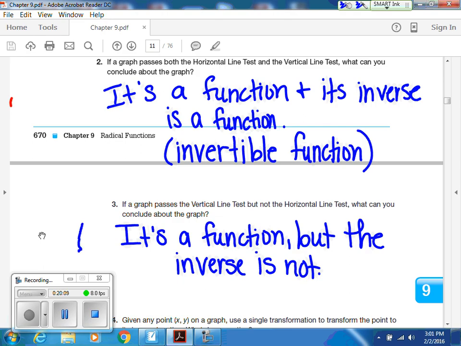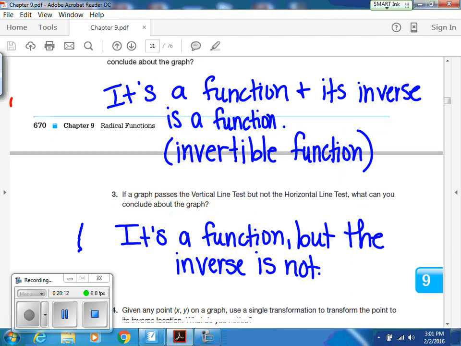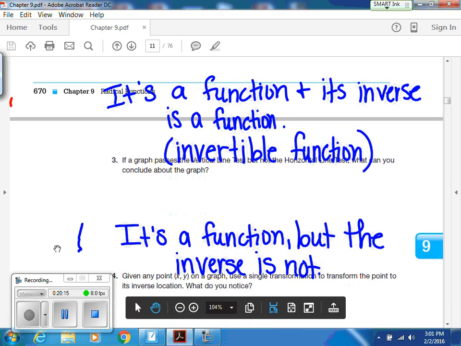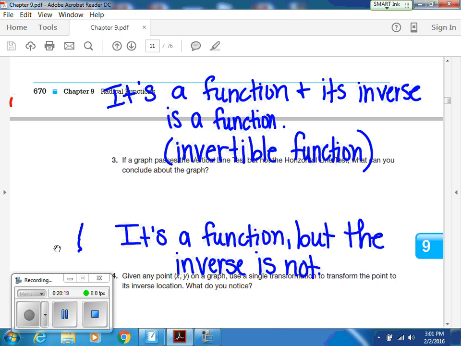Alright, and the last question we're going to do together. Given any point x, y on a graph, what is that same point on the inverse? If I give you x, y, what is it on the inverse? y, x. Exactly. Very good. When you get that one written, you get your skills practice out.